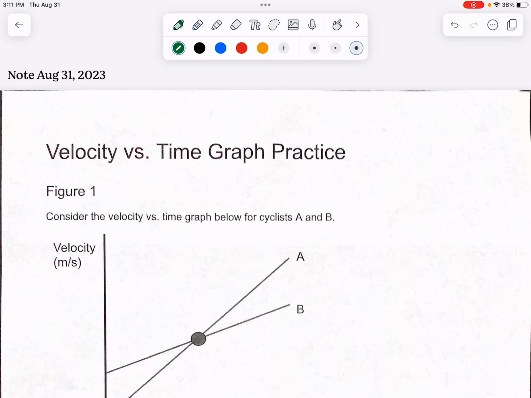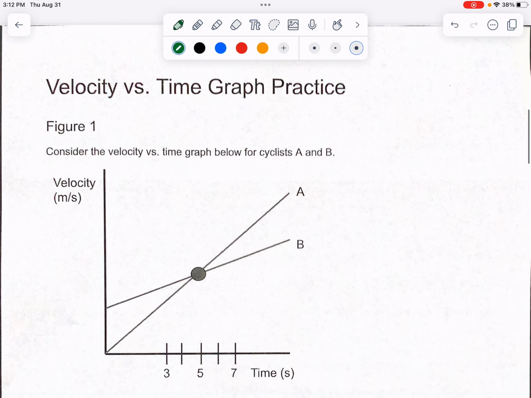All right, this video is going to go over pages 14 and 15 in our Kinematics 2. We're going to continue on the velocity versus time graph practice. This one's going to be more conceptual, so we'll ask some questions that don't really deal with actual numerical values, but we'll just look at graphs for the sake of looking at graphs. So we're looking at a velocity versus time graph.